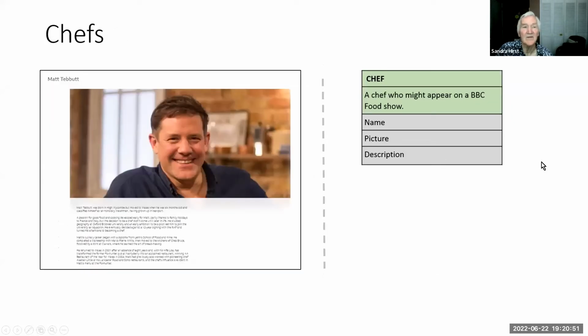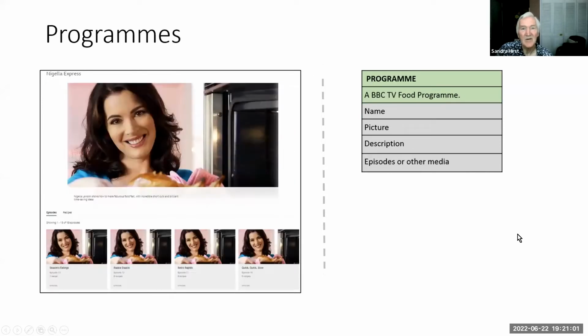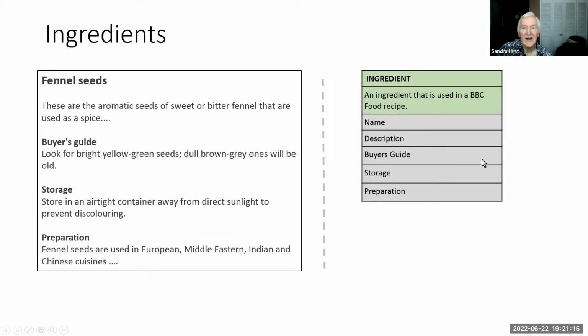same game with chefs: the name, the picture, a description. A content person would say, why is the description so boring? But that's not my job right now. We can do the same game with programs. It's a name, a picture, a description. Now there's a lot of structure down here really, but I'm just calling it episodes or other media. And ingredients. Now this is not what an ingredients page looks like on BBC Food.